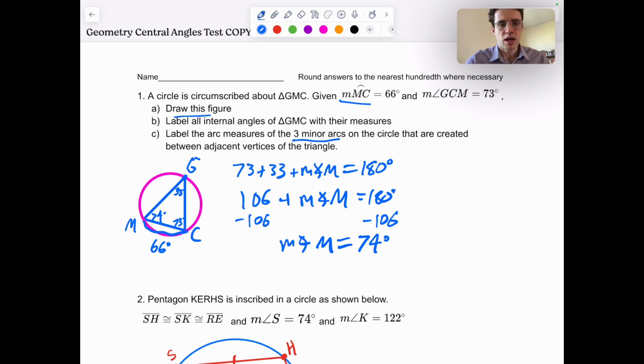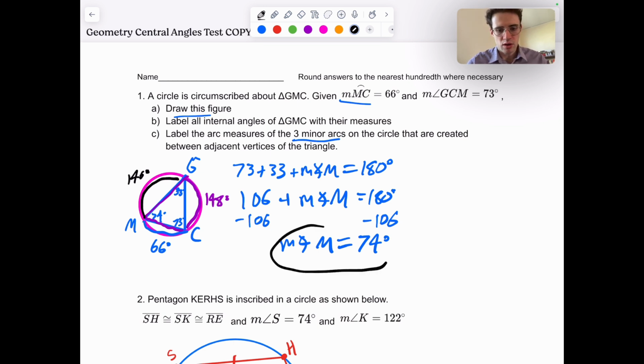So now if we need to find the other arcs, we'll just double the inscribed angle that's intersecting with them. So this one is 74 degrees. If we double 74, that gives you 148 degrees. Now for the last one, you could do 360 minus those other two, but I'll just do 73 doubled, which would be 146 degrees for this measure of arc GM. And I'm just going to write that.